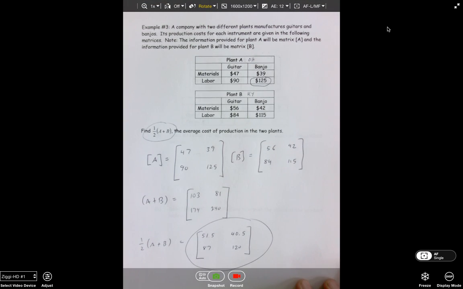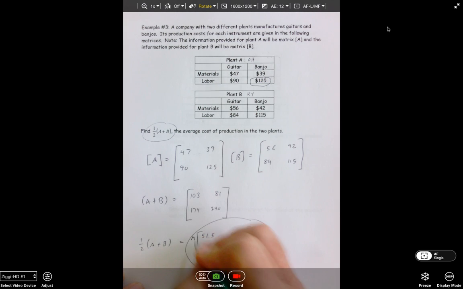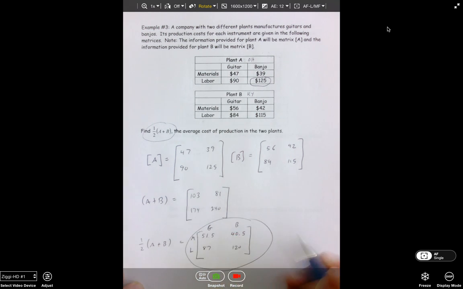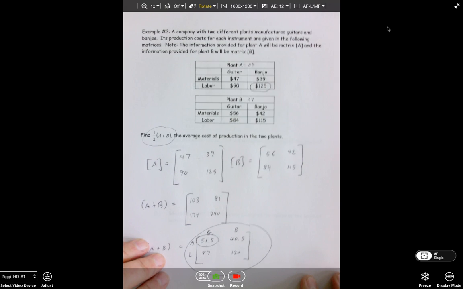So that gives you an average cost of production in each plant. Now, it's important to notice that this average cost of production keeps the same format as these. So this was material, this was labor, and this was for guitars, and this is for banjos. So the average cost of materials for a guitar for plant A and plant B is 51.5. So the structure of the sum of the matrices stays the same, and the corresponding parts mean the same thing.